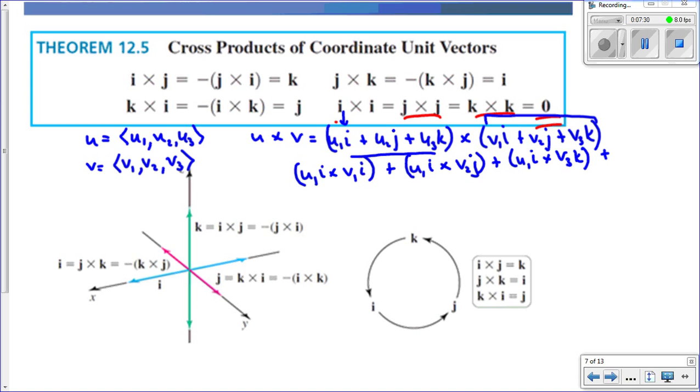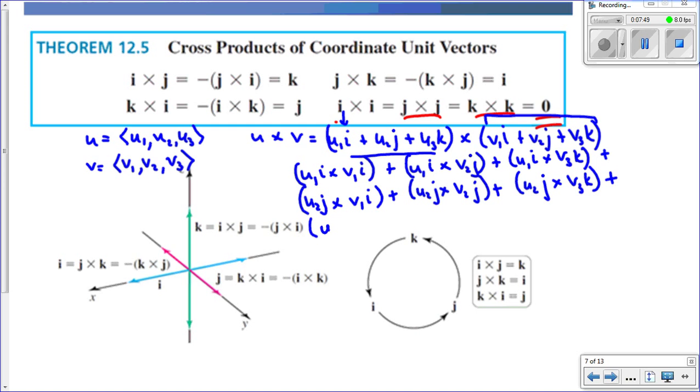Now plus u2j crossed v1i plus u2j cross v2j plus u2j cross v3k. Then u3k cross v1i, u3k cross v2j, u3k cross v3k. Now remember, u1, u2, u3 are all scalars.